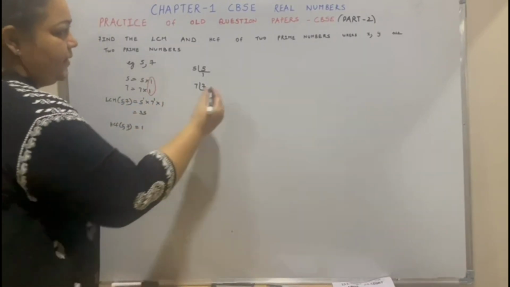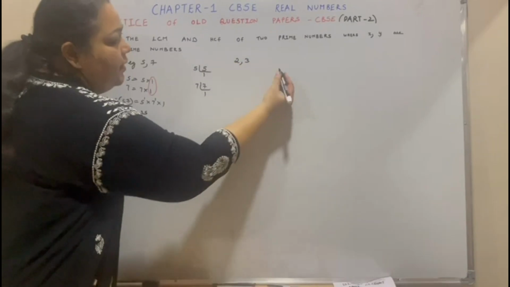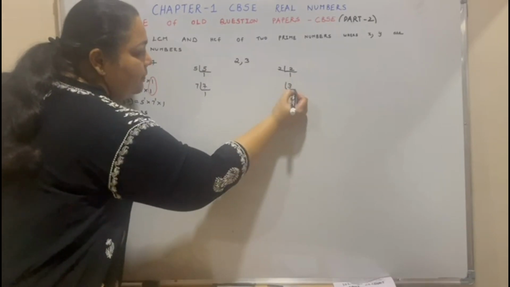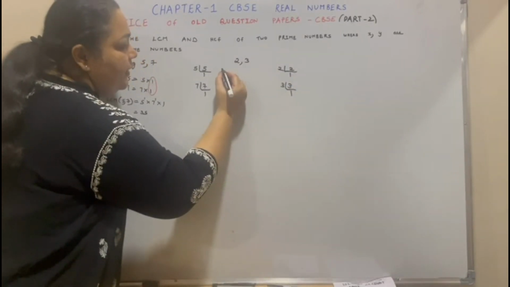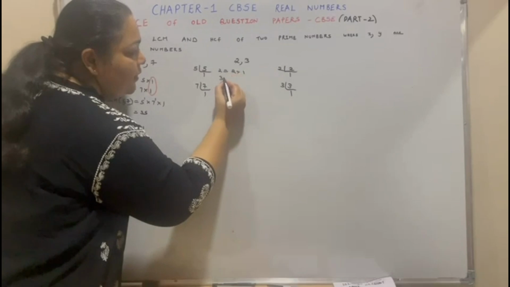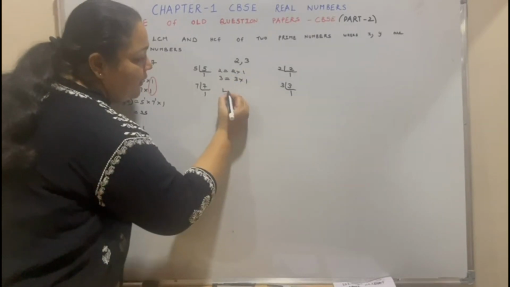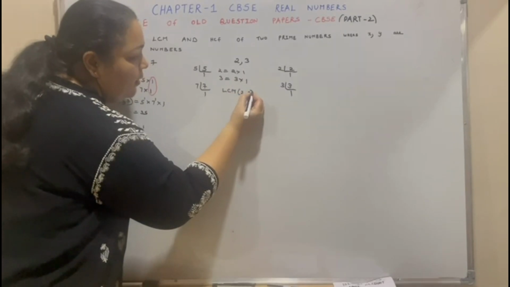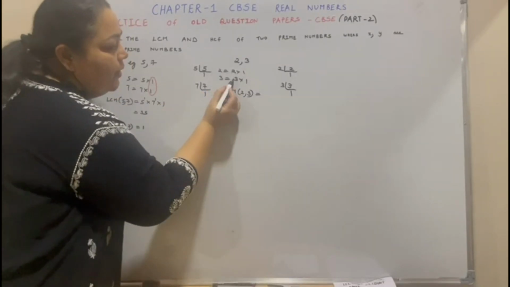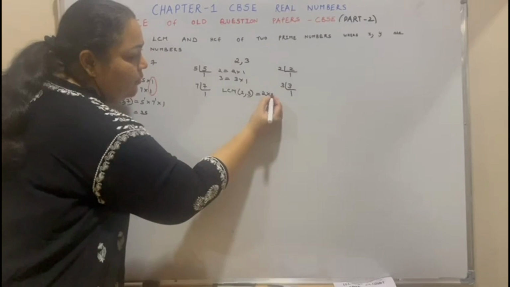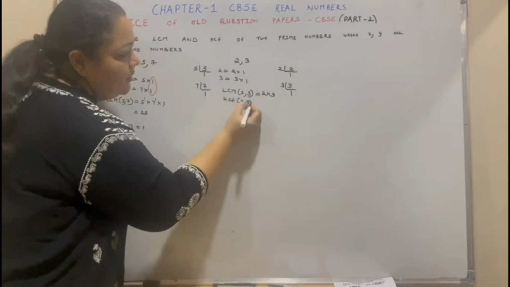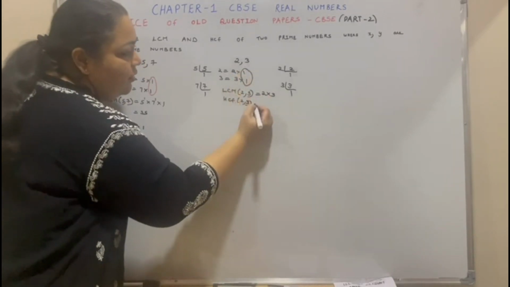In the second example, let us take 2, 3. For 2, the prime factorization is 2 1s are 2, and for 3, 3 1s are 3. So for 2 we write 2 into 1, and for 3 we write 3 into 1. When we take the LCM of 2, 3, 2 and 3 are the individual numbers, so we write 2 into 3. For HCF of 2, 3, what is common? 1 is common, so we write 1.